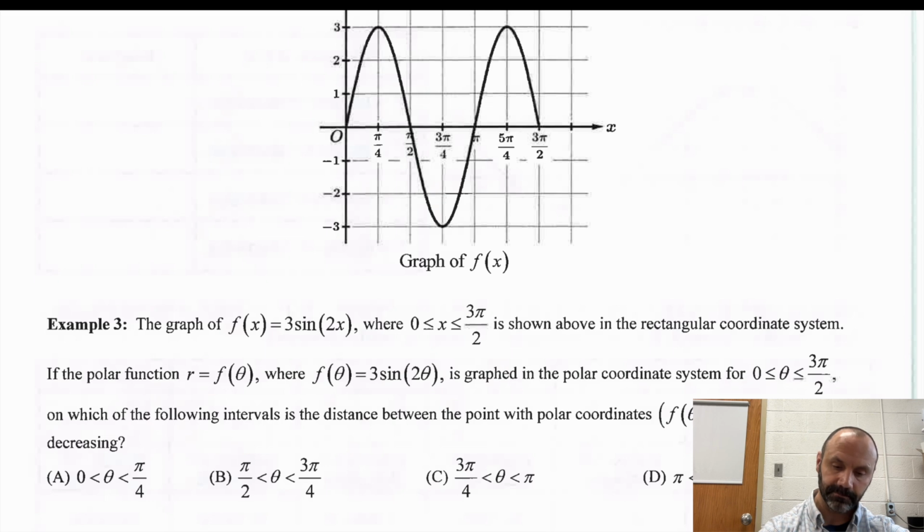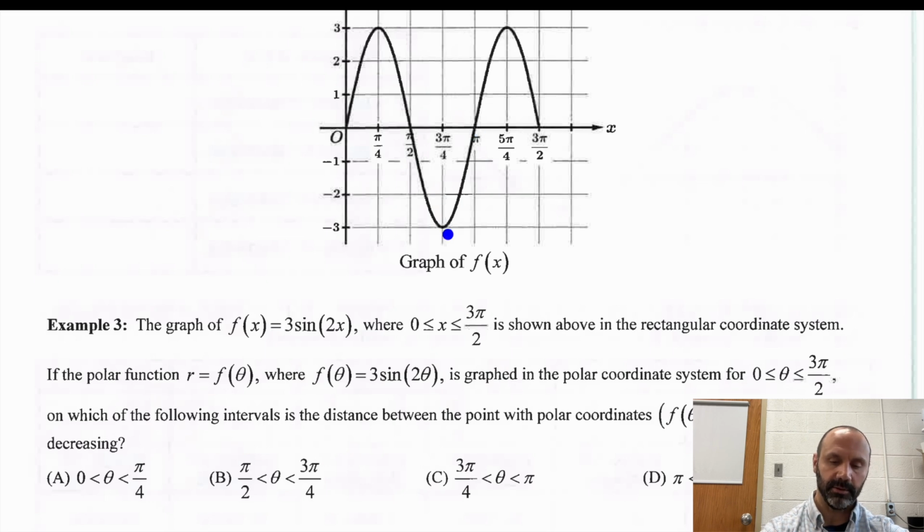3 pi over 4, yes, here we're getting closer to the x-axis, so it looks like that's going to be our answer, but let's check out D just in case. It's from pi to 5 pi over 4. That's getting farther away. So our answer is C.